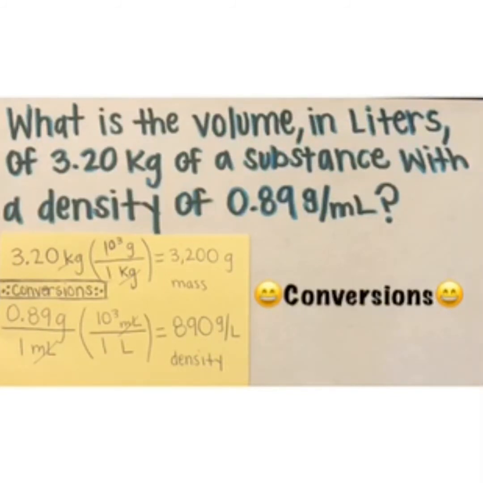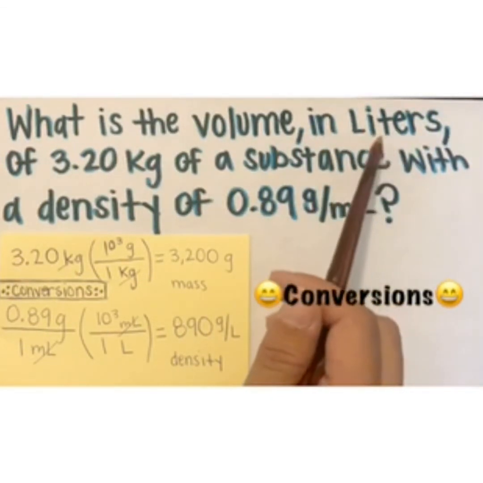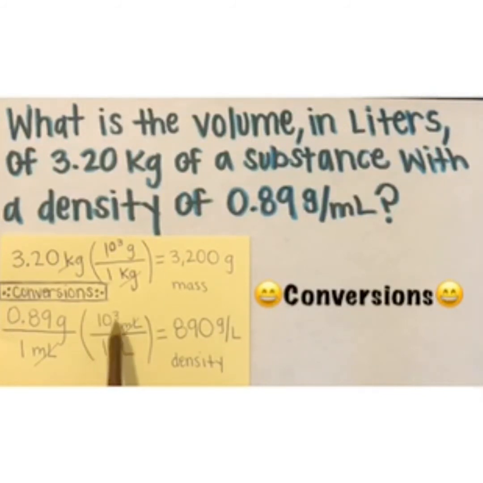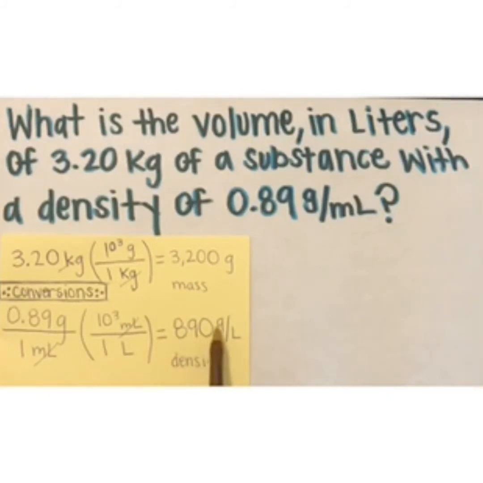The next conversion is 0.89 grams per milliliter, and we have to convert that to grams per liter because it's asking for the volume in liters. So we get 0.89 grams over 1 milliliter, and in order to cancel out milliliters, milliliters has to go on top. So we get 10 to the third milliliters over 1 liter. This cancels the milliliters, and you are left with 890 grams per liter, which is your density.